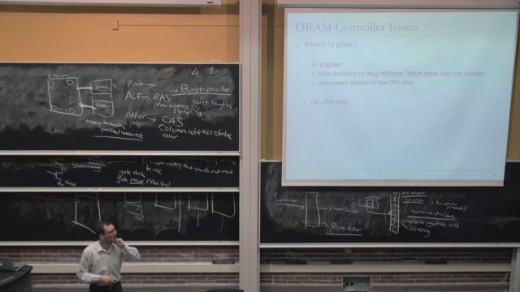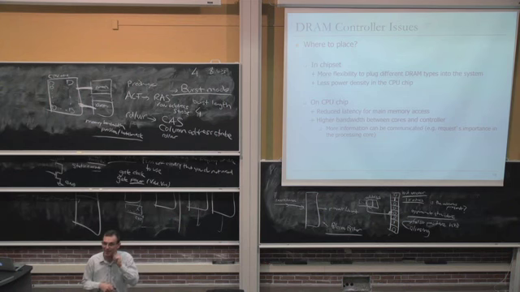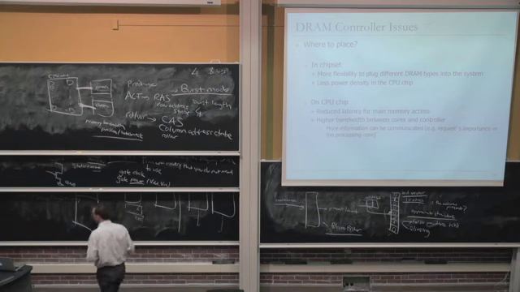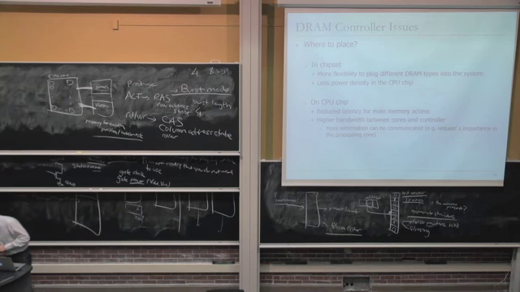But on CPU chip, if you actually put the controller on the chip, now you have reduced latency for main memory access. Right? Why? Because you don't need to go off chip to a controller chip and then off chip again to DRAM.